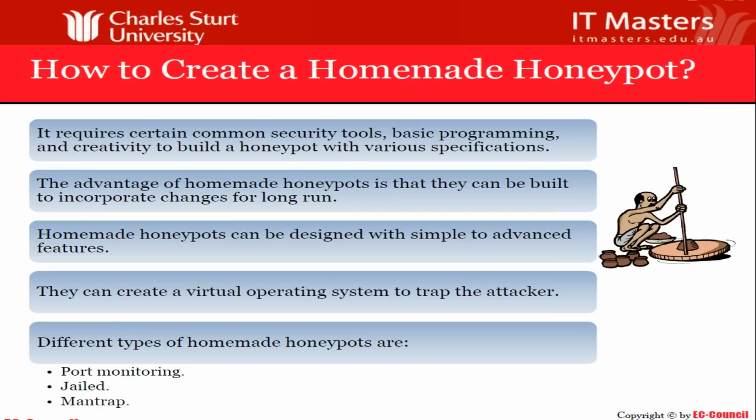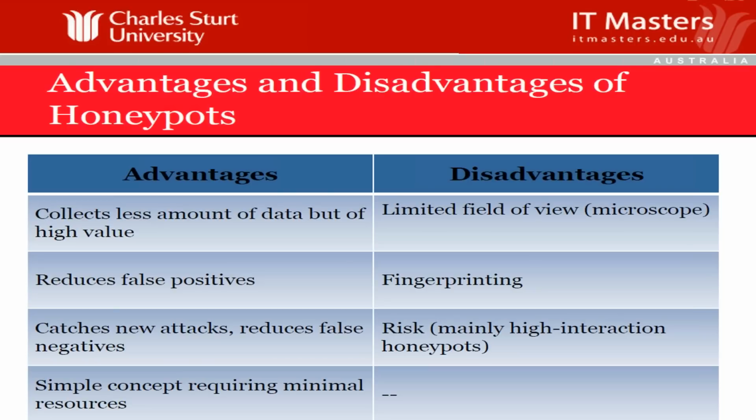The advantages of a honeypot are that it usually collects a smaller amount of data but of high value. It reduces false positives, catches new attacks, reduces false negatives, and it is easy. The disadvantages are that you need to understand the attack patterns, and fingerprinting will give away that you're using a honeypot. I know Symantec has a commercial honeypot project, and it's expensive, because as soon as the hacker detects you're using a honeypot, they can just use higher resources to reach and attack you.